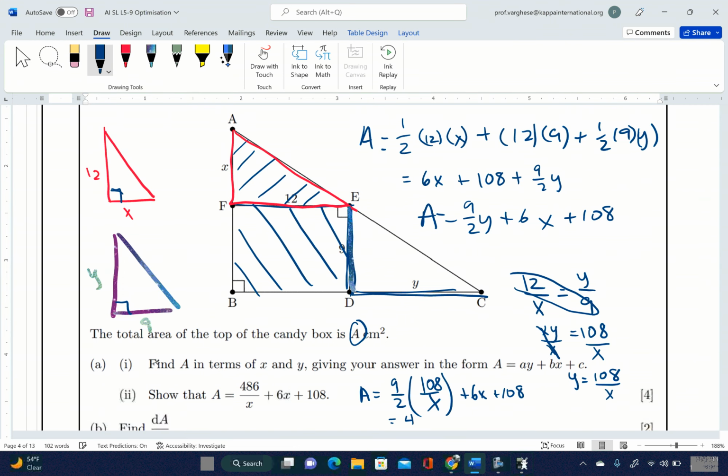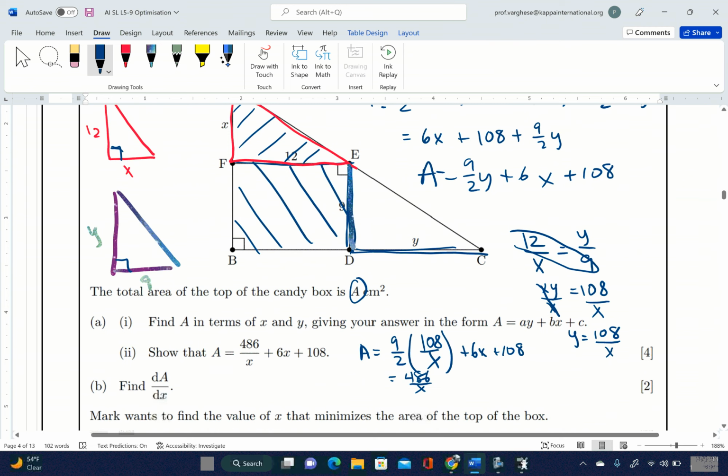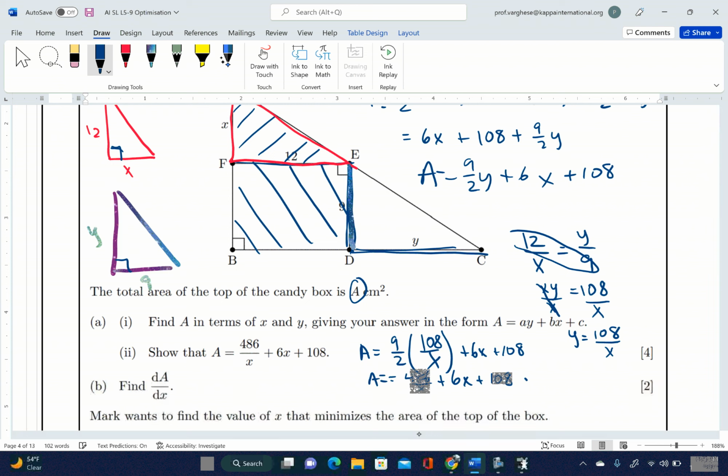So this is equal to 486 over x, just like they wanted us to show, plus 6x plus 108. Okay, so that's what the A is equal to. So we just showed it.